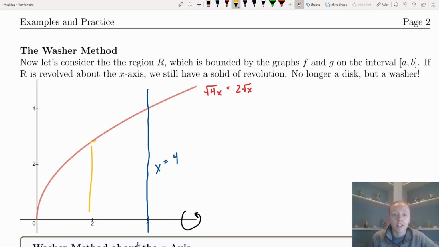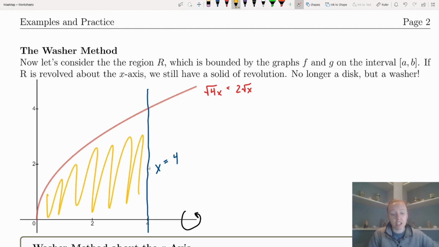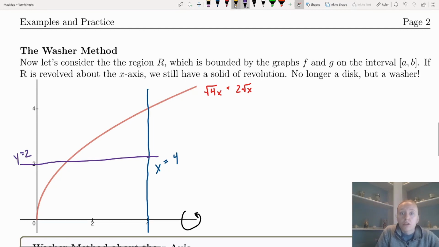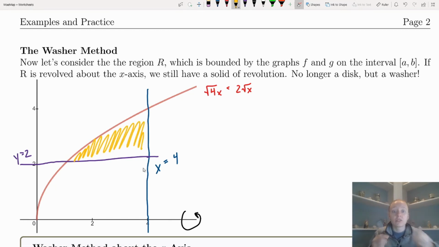However, let's say as opposed to having that function and then our rectangle going all the way down to our axis of revolution, let's have some other function so that our region, as opposed to being this entire region here, is now going to be bounded between two different functions. So let's go ahead and do some function. Let's make it y equals 2. So this purple line here is going to be y equals 2. So I'm going to take this region and revolve that around the x-axis.